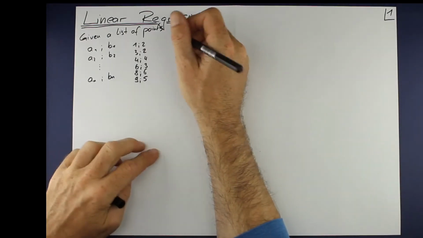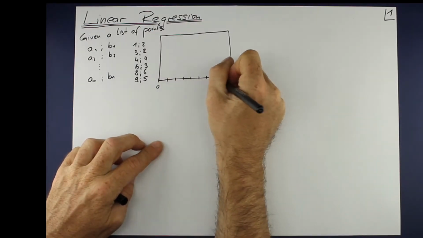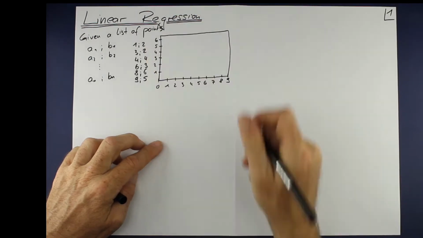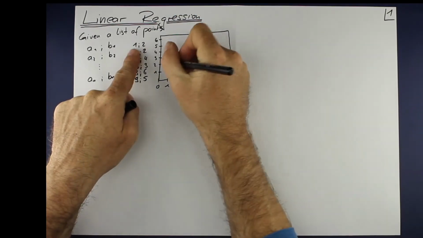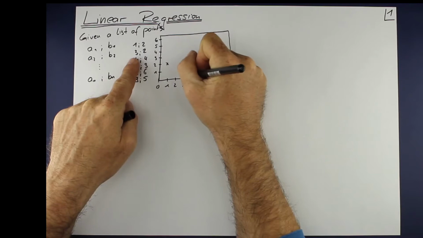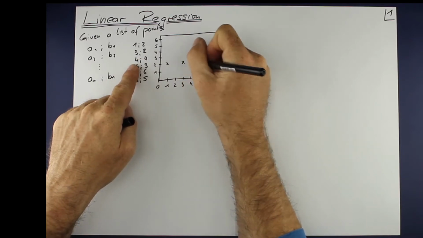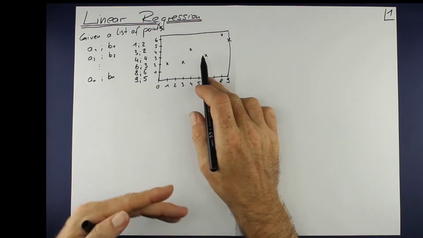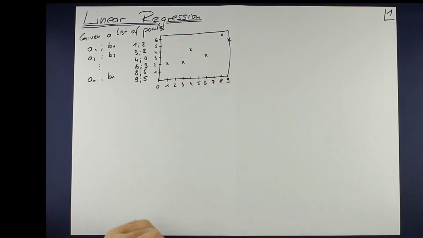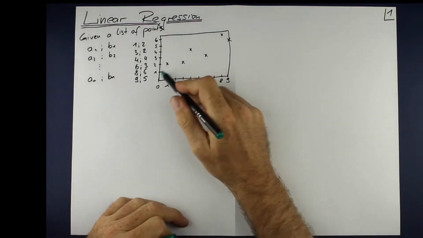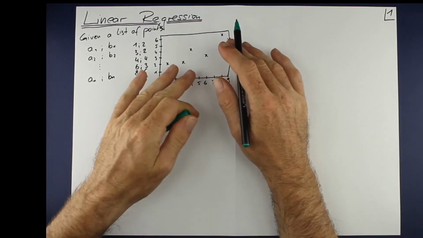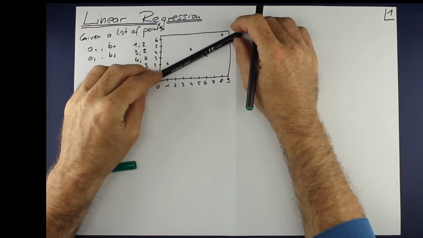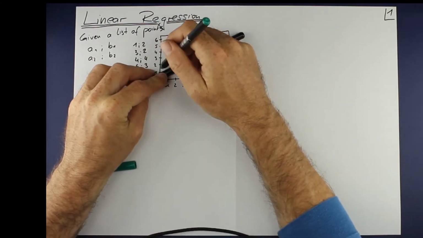Let's plot a scatter plot. And now the points 1, 2 is this point, 3, 2 is this point, and so on. These are the 6 points in the scatter plot. And now what are we looking for? We are looking for a straight line which fits to the points. So for example, that line.